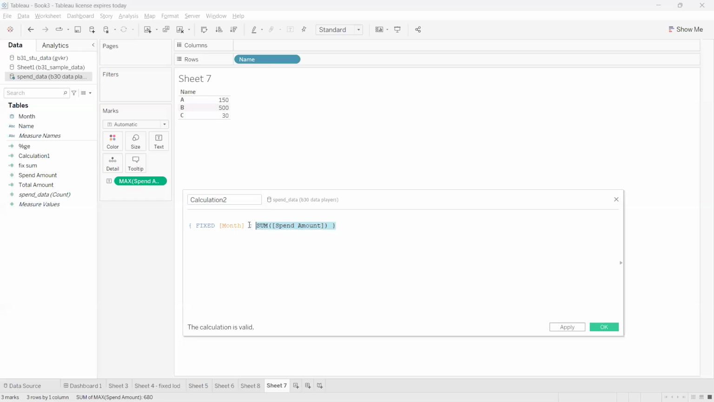Then, for this latest month, I have to take the spend amount. Sorry, I'm very sorry. So, as discussed, what is our requirement? First, for each and every person, we have to identify the latest month, right? Latest month means maximum month.